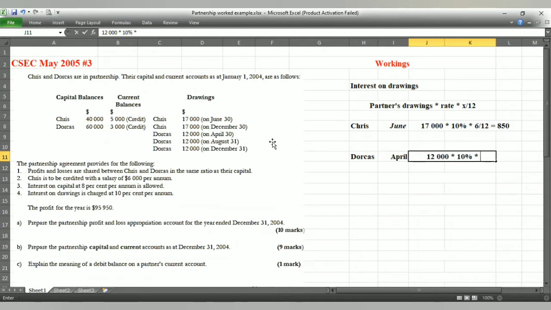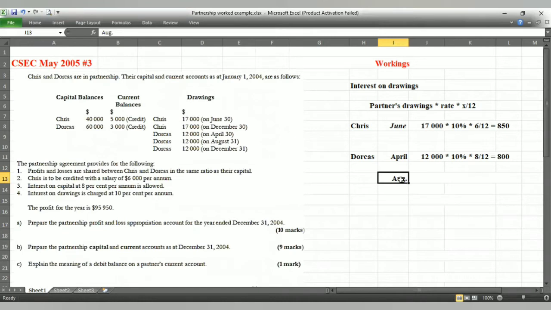Remember, that is the rate of interest to be charged on drawings. And because we're given the period, we have to account for that. We're not going to include April because it is April 30th. If it was the beginning of the month, then we would charge interest for that month. Because it's at the end of the month, we're not going to charge any interest. So we'll count from the month after April, which is May, down to the end of the period, which is December. That will give us 8 months, that is 8 divided by 12. So 8 months out of the year. Our calculation gives us a value of $800.